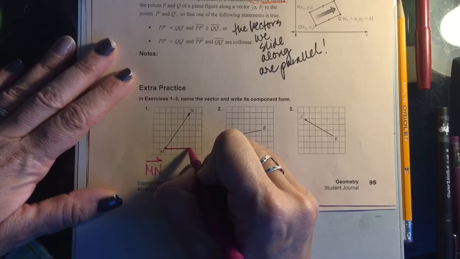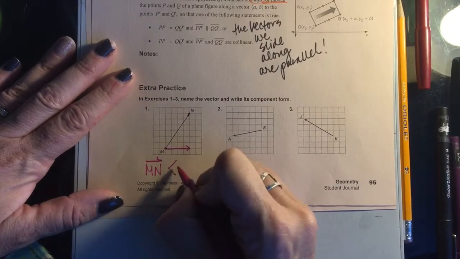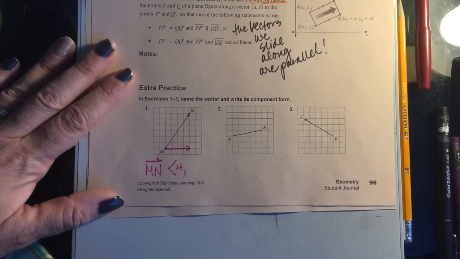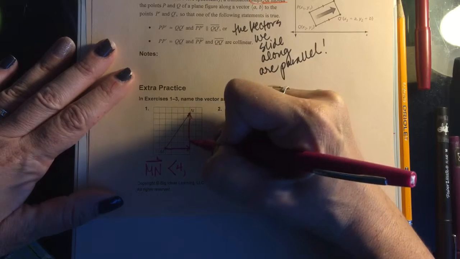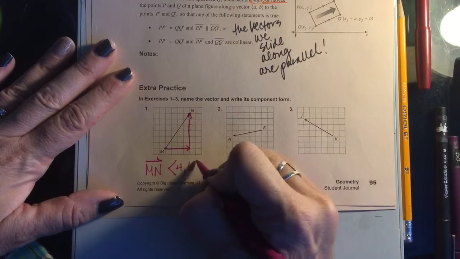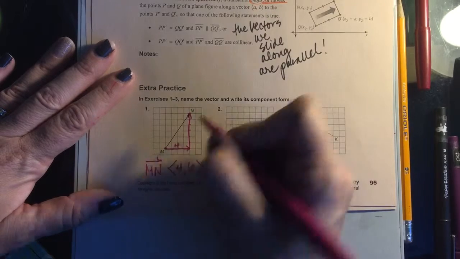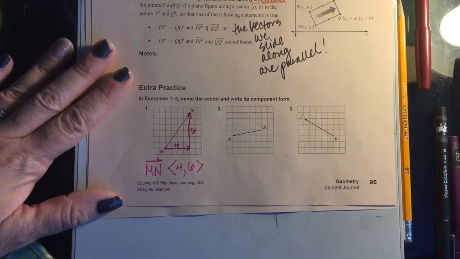And I'm going to always be looking to go left, right first. And I'm seeing that as a slide to the right of 4. All my X values would be increased by 4. And all my Y values would go up 1, 2, 3, 4, 5, 6. So my component form has to do with how I'm sliding left, right, and then up, down.